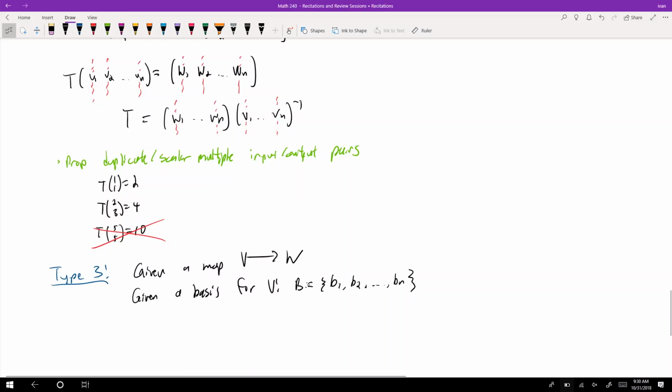Okay? And now you're given a basis for W, which is called C, which is C1, C2 through Cn. And now your job is to find, right? You want to find a matrix representation TBC.